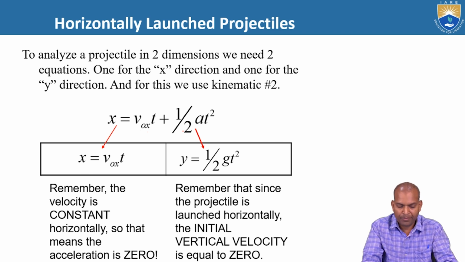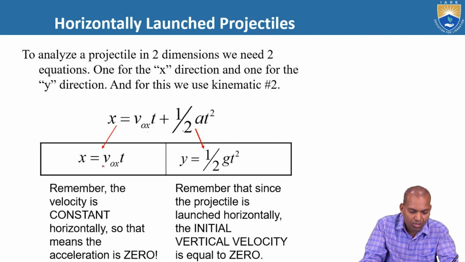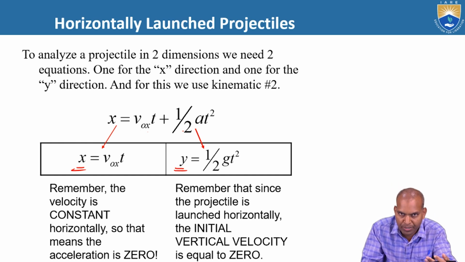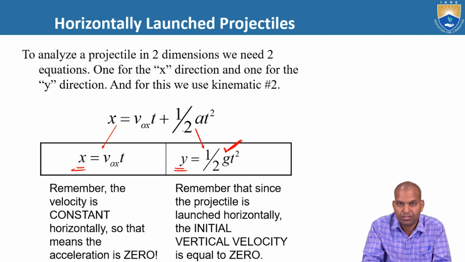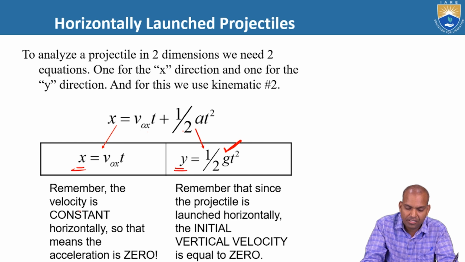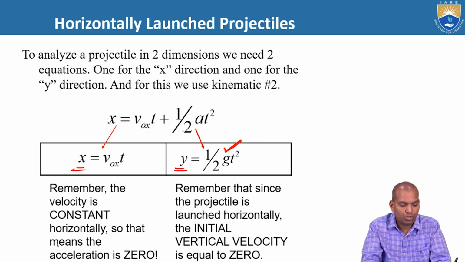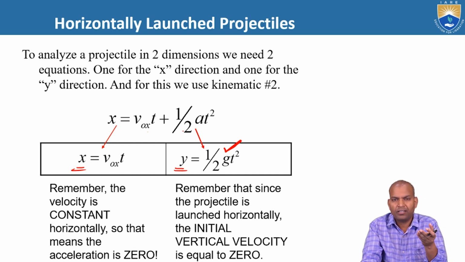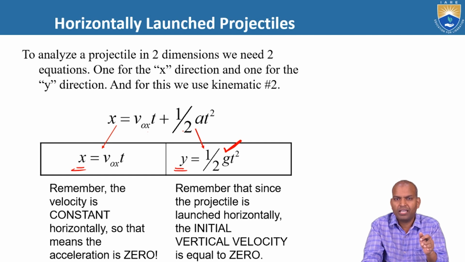Now here we have to remember that the velocity is constant in the horizontal. This is the horizontal component and here it is the vertical component. The horizontal component doesn't change in either magnitude or direction, whereas the vertical component is going to change because of this parameter, the acceleration due to gravity, g. So the velocity is constant horizontally, which means the acceleration is what? For horizontal velocity there is no rate of change with time, there is no change. So the acceleration is 0.